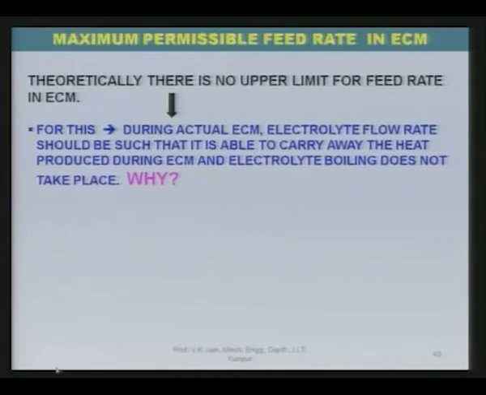Now, here there is a question: why do we want that boiling of the electrolyte should not take place and the heat generated in the inter-electrode gap should be taken away as quickly as possible? Because if the heat produced in the inter-electrode gap during ECM is not taken away, it is going to change the temperature of the electrolyte. As a result, although conductivity will change, more important is that whatever workpiece shape or anode shape you have designed or are expecting will not be obtained, because you are not able to control the conductivity of the electrolyte in process. Secondly, boiling should not take place.